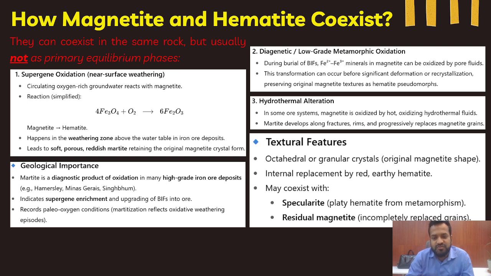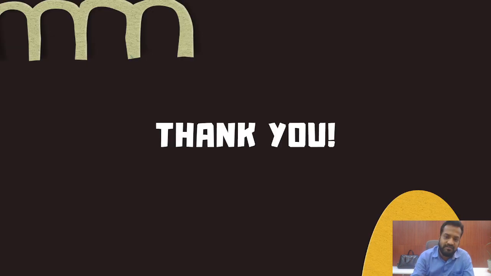Sometimes it may coexist with specularite. Specularite is a particular type of hematite, platy hematite. It forms by subsequent metamorphism. And residual magnetite, of course, is found as incompletely replaced veins.